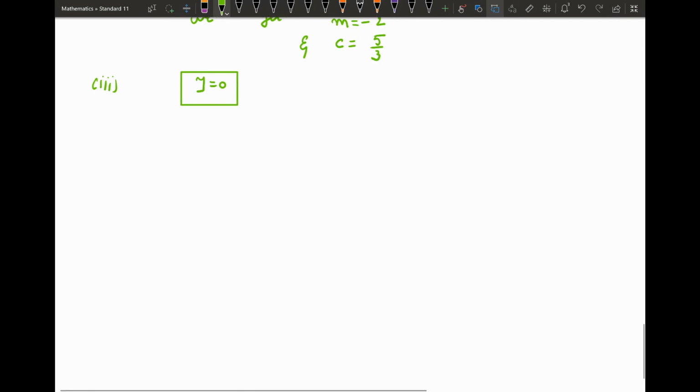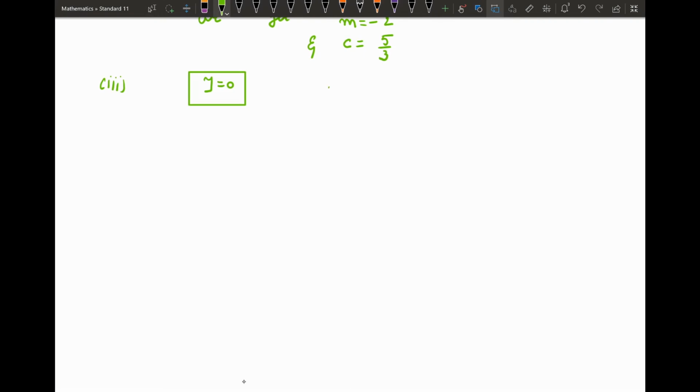So y equal to 0 can be written as y equal to 0 into x plus 0. We rewrite this equation as 0 into x plus 0. So slope m equal to 0 and y-intercept is also 0.